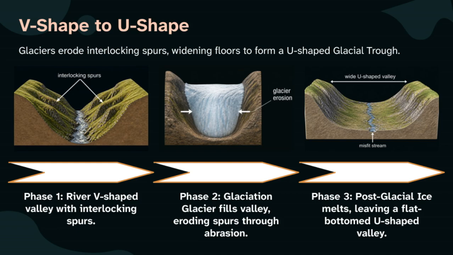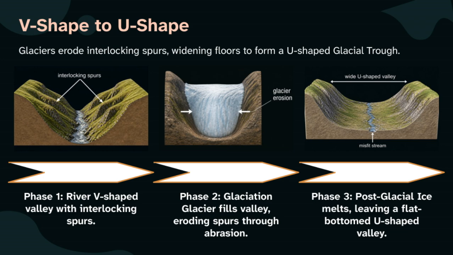Phase 1. Before glaciation, a river cuts a narrow V-shaped valley. The river mainly erodes vertically, cutting down into the landscape. Interlocking spurs form as the river winds around harder rock. Phase 2. During glaciation, a glacier fills the valley. Because the glacier is thick and heavy, it erodes both the valley floor and sides. Abrasion scrapes and smooths the valley floor. Plucking removes blocks of rock from the valley sides and floor. The glacier also cuts off the interlocking spurs because it is too powerful and rigid to flow around them.